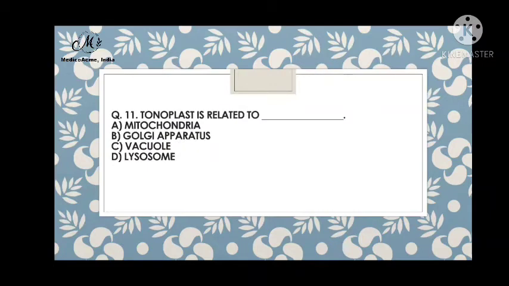So guys, question number 11 is tonoplast is related to which of the following organelles? A is mitochondria, B is Golgi apparatus, C is vacuole, and D is lysosome. Tonoplast is a special kind of membrane, and it bounds the vacuole. Tonoplast has the capacity to shrink and contract. It is a very specific property of the vacuole, so C is the correct answer.